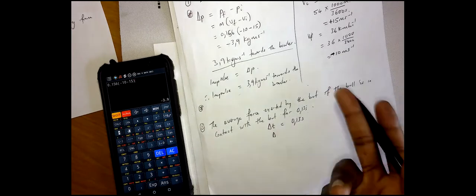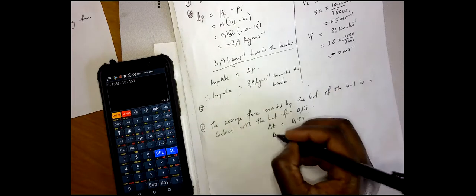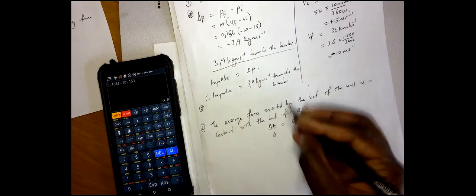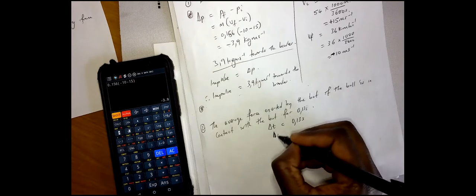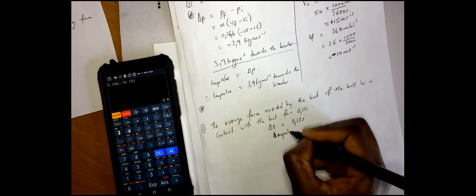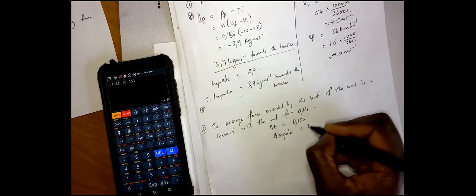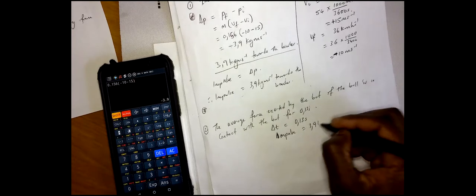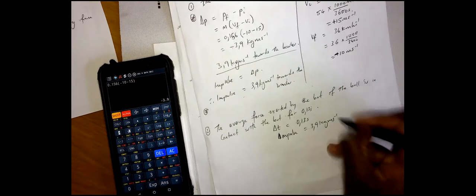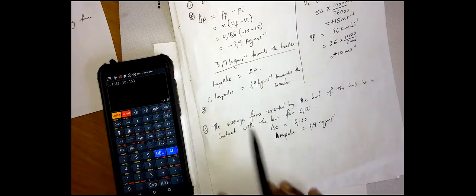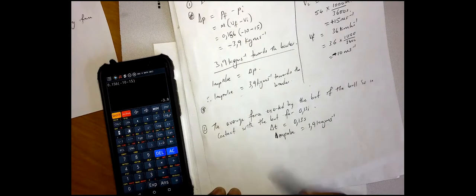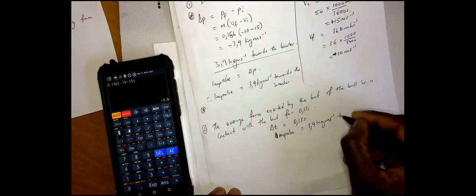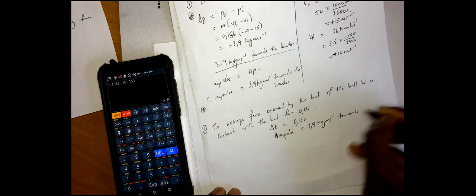We have impulse, which is equal to 3,9 kg meters per second. That's what we have there. Now, what are we going to do? Remember, it's towards the polar.